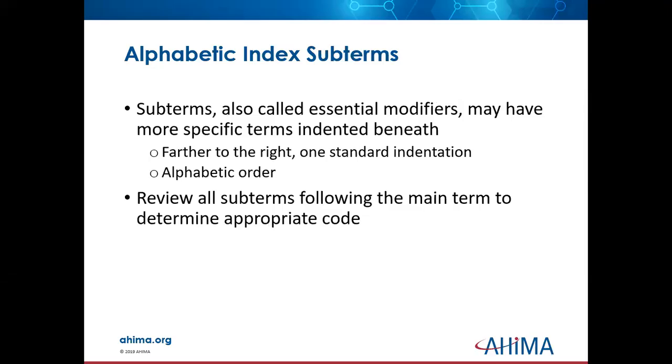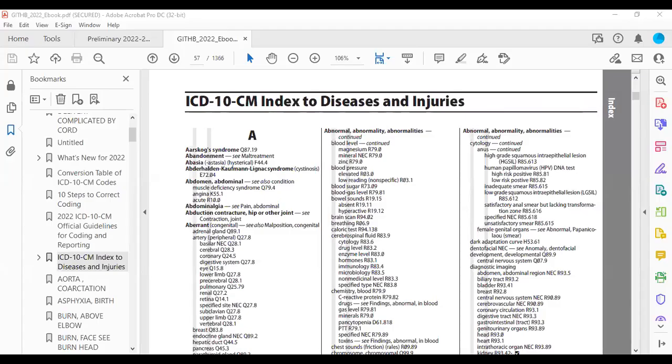Subterms, also called essential modifiers, are more specific terms indented beneath. They're farther to the right by one standard indentation, and they follow in alphabetic order. Let's take a look at some of those. And here are some subterms. Abnormal bowel sounds, abnormal blood sugars. All these relate to the main term of abnormal, but this gives you a different level of what's abnormal.